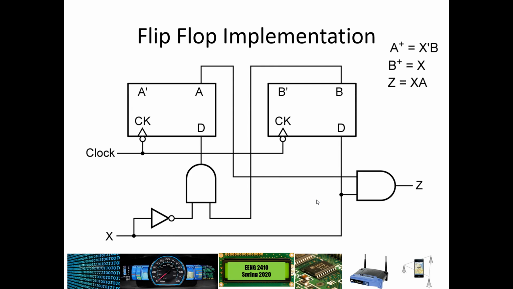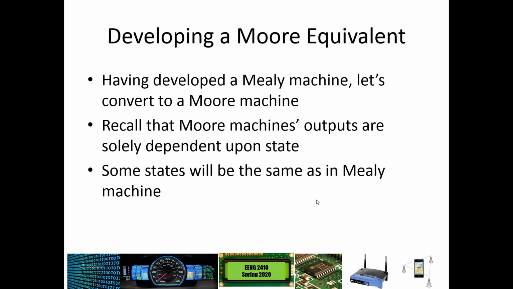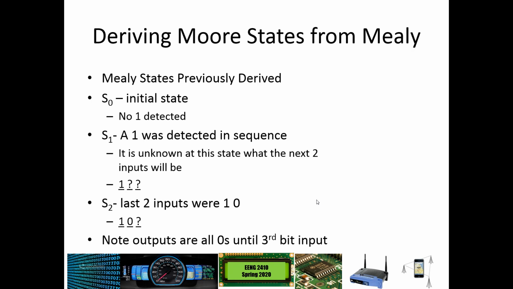So this was our Mealy implementation. We're going to again repeat this same process for Moore. Let's convert it, and we're going to recall that the Moore outputs are solely dependent upon states. So some of the states are going to be exactly the same as what we had in the Mealy. Let's look at the states that we might be able to reuse, or the states that we had previously.